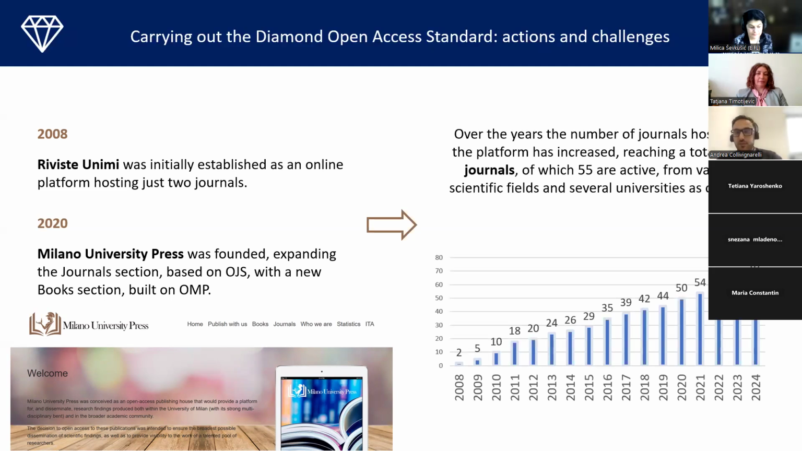Over the years, the number of journals hosted by Milano University Press grew from 2 to 67 at the end of 2024, of which 55 are active journals. Others are closed or only the archive of a journal. They cover various scientific fields and several universities, not only journals from the University of Milan, but also from Cyprus or even the University of Peking.